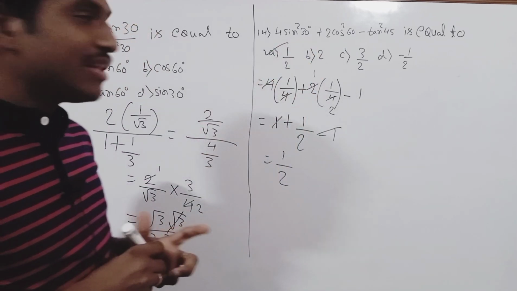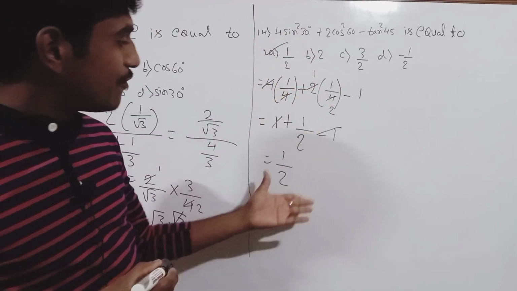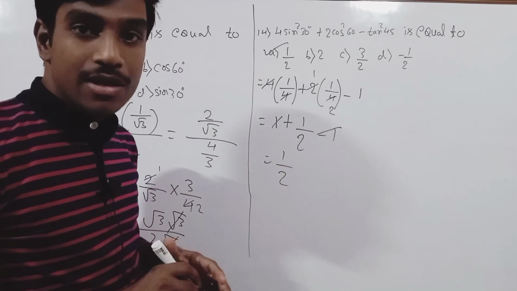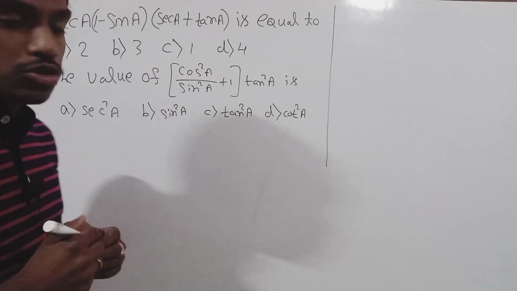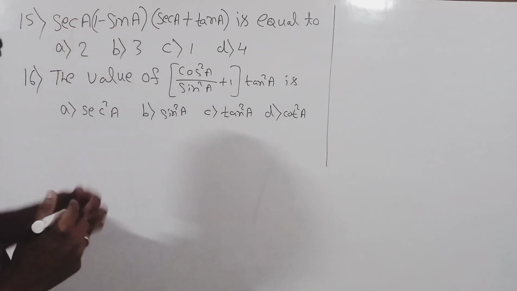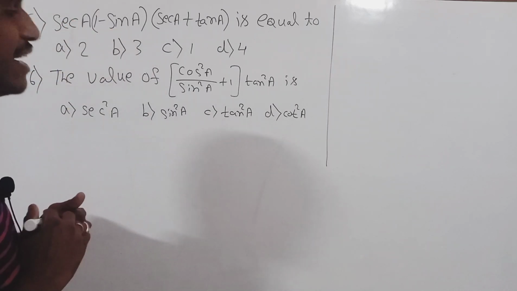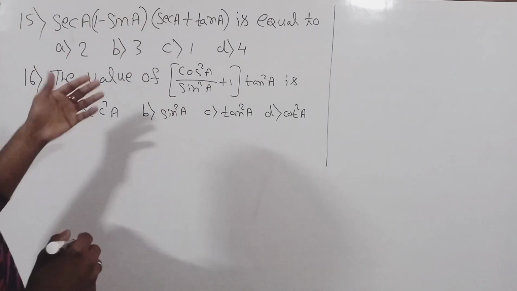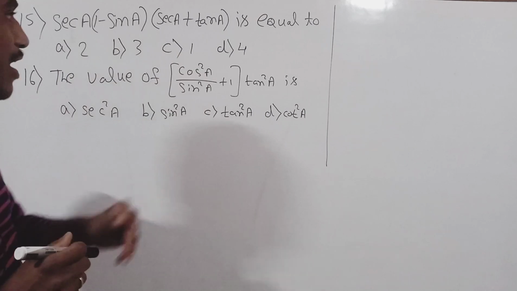So when they give a question like this, you just substitute the values and find out what is the value. Here we get 1 by 2. So 1 by 2 is the answer. Next question is secant A into 1 minus sin A into secant A plus tan A. So we need to find the value of this. That is, there are 4 values. They have given 2, 3, 1 and 4.